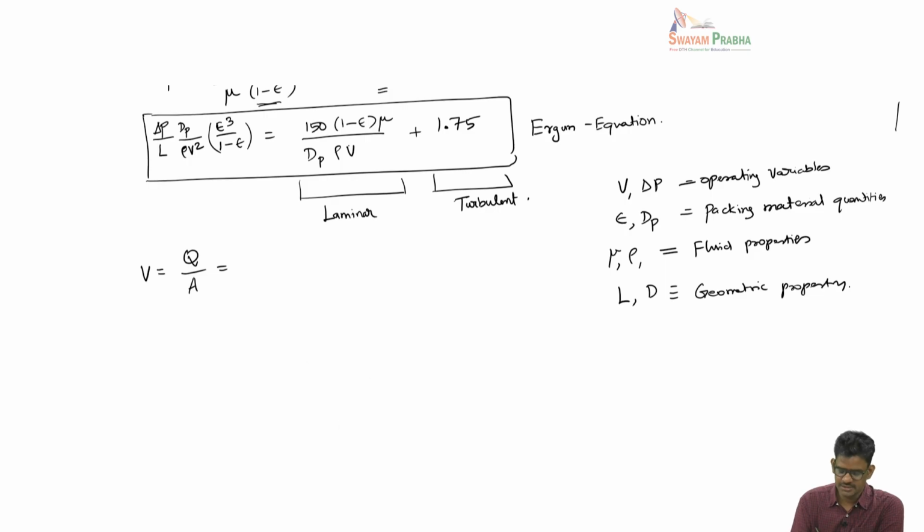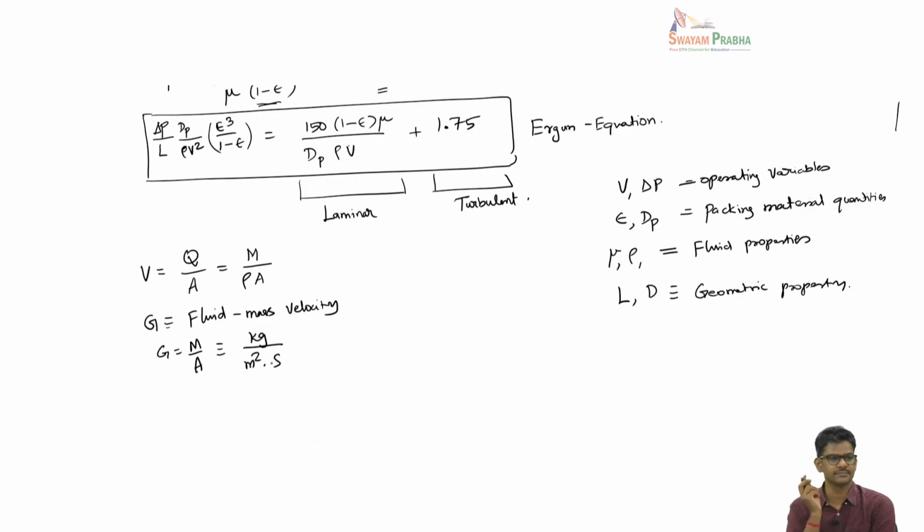I can write this volumetric flow rate as mass flow rate divided by density, times A. Now I want to give a new variable called G. This is called the mass velocity or the fluid mass velocity, defined as m by A. This will have the units of kg per meter square second.